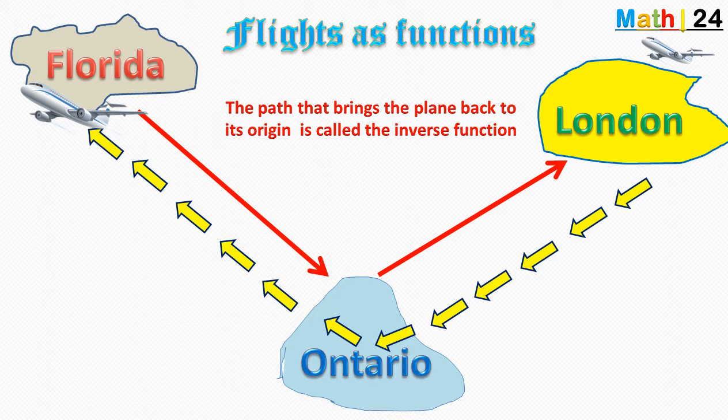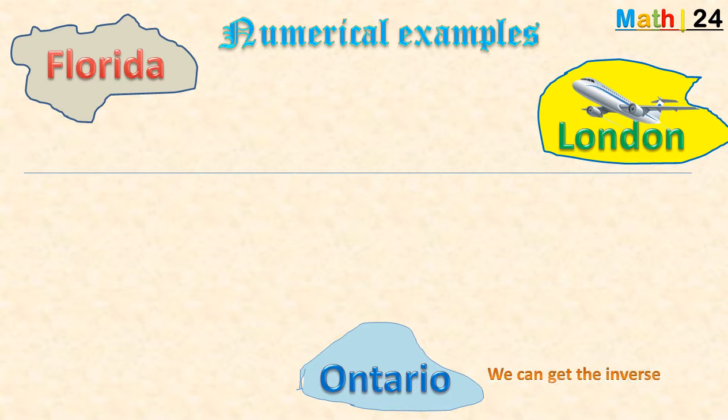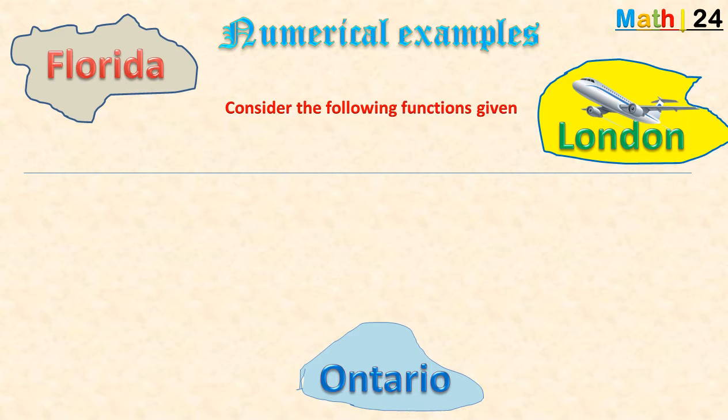The path that brings the plane back to its origin is called the inverse function. So the inverse function is that function that brings members from the codomain back to the domain, and is written as g to the power minus 1. In this case, since the function was g, it is read as g inverse. Equally, we can write the inverse without even solving for anything. Let's look at some simple tricks to get the inverse of some simple functions without solving.